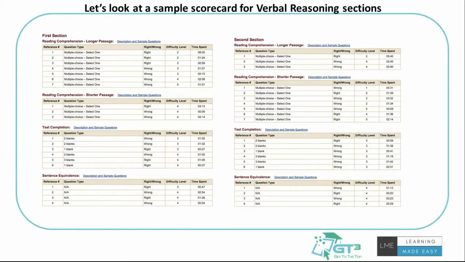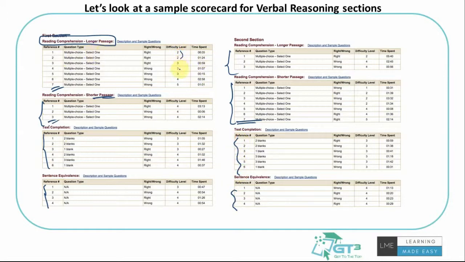So let's look at the same sample scorecard for verbal reasoning sections. If you see the average difficulty, in reading comprehension, the longer passage has 7 questions and the shorter passage has 3 questions. Whereas in the other section, you have only 3 questions in the longer passage and 7 questions in the shorter passage. The sum will be 10, but we cannot guess whether the larger number will be in the longer passage or the shorter passage. And 6 questions in the text completion and 4 in the sentence equivalence. That's also fixed.